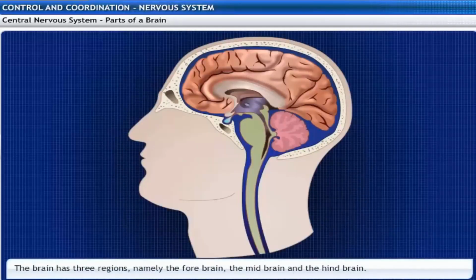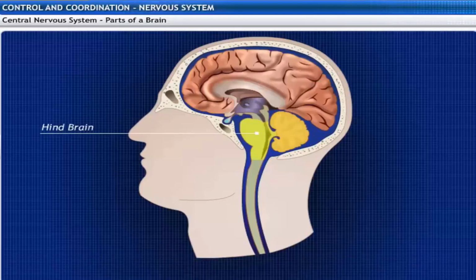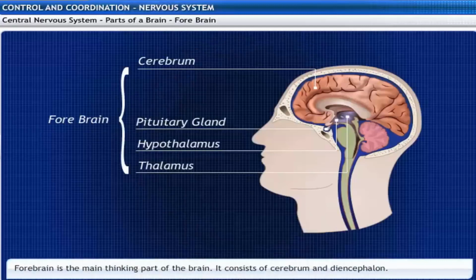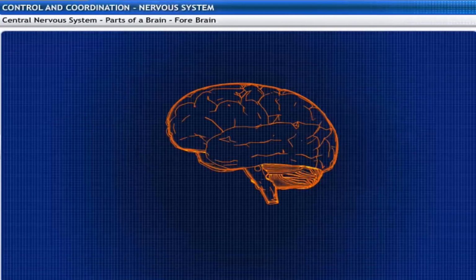The brain has three major regions, namely the forebrain, midbrain, and hindbrain. The forebrain is the main thinking part of the brain. It consists of the cerebrum and diencephalon. Cerebrum is the seat of memory, intelligence, and sensory centers like hearing, smell, and sight.